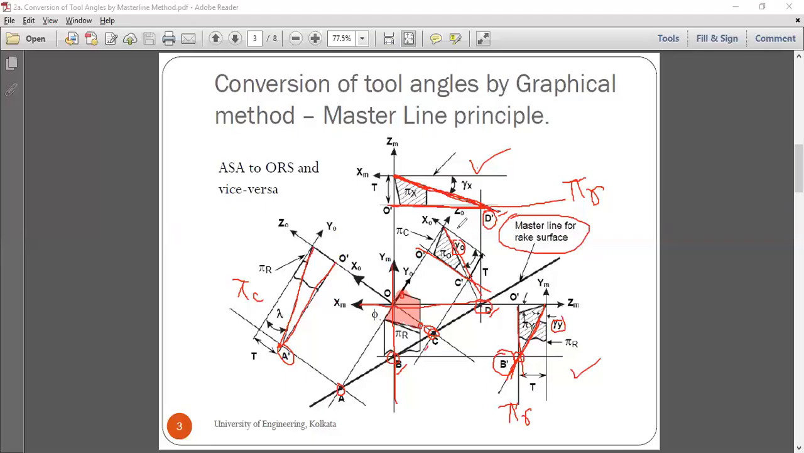Again, for the orthogonal rake system, this diagram represents the orthogonal rake system, wherein you're sectioning the principal cutting edge orthogonally, that is at 90 degrees. We are getting the orthogonal rake angle. Again, if you extend this orthogonal rake surface and intersect it with the baseline, this is the intersecting point, this is the baseline, and perpendicular to the baseline you need to project.